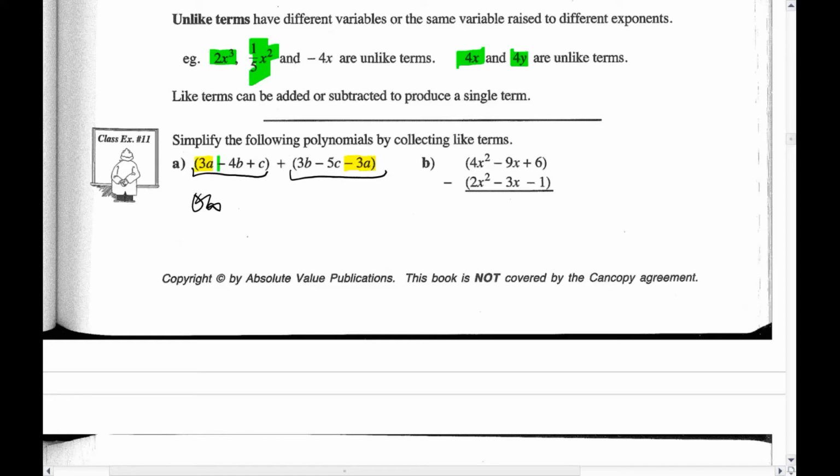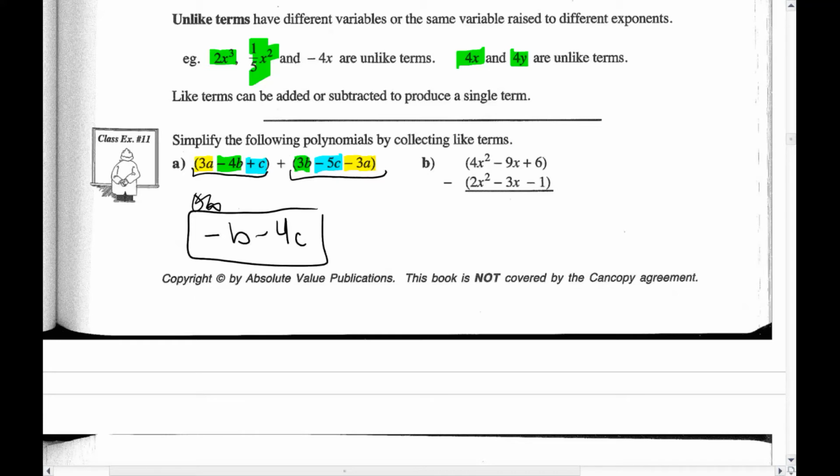The next one is negative 4b and positive 3b. So now we are going to say negative 4 plus 3 is going to be negative 1. So we have negative b. And then last but not least, we have positive 1c plus negative 5c's. If we have positive 1, add negative 5, that's going to be negative 4c. And that's the final answer.